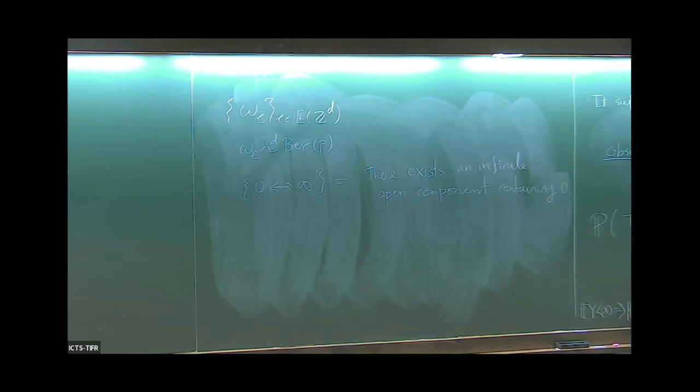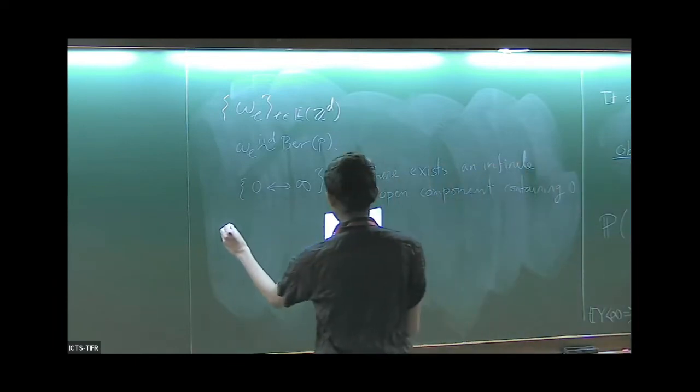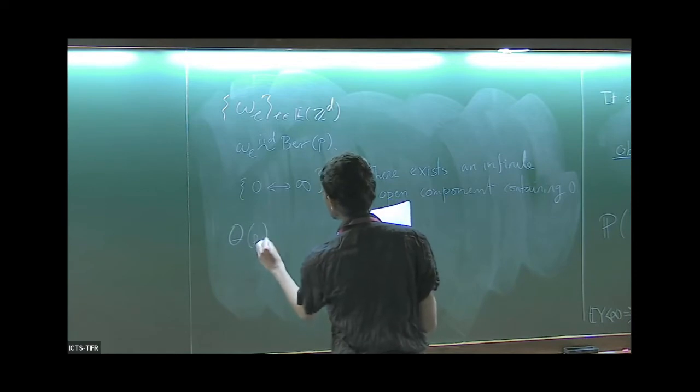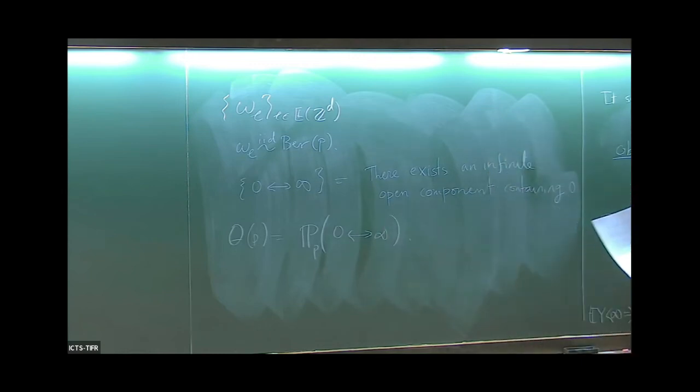Okay, so I denote by this event "0 connects to infinity" that if I look at the subgraph of open edges, in that subgraph I have an infinite component containing 0. So it says that the cluster of 0 is infinite. So it's easy to see that. Okay, so let's define something. Let's define theta p to be the probability of this happening, that there is an infinite cluster containing the origin. It's easy to see that theta p is increasing in p.